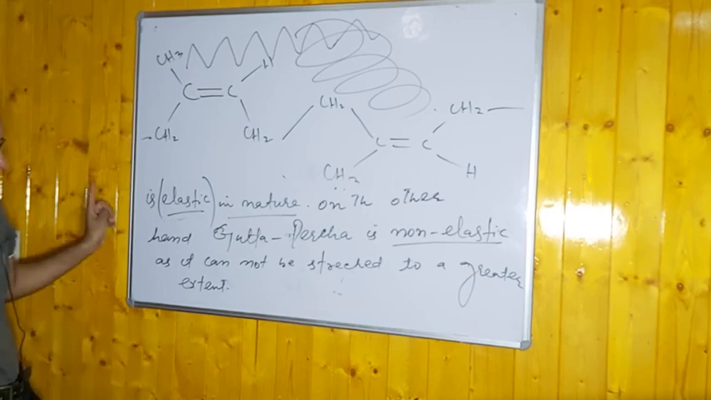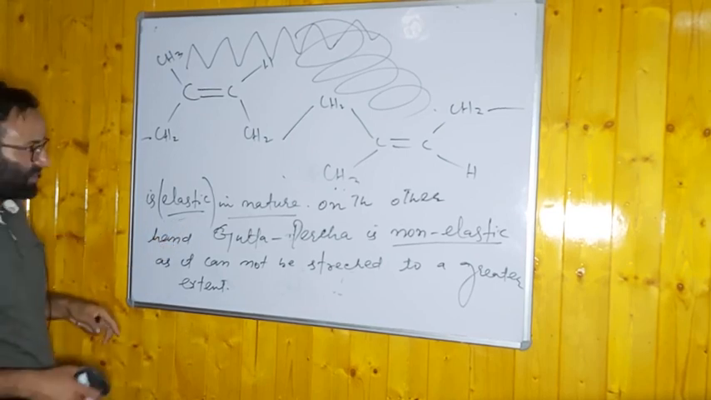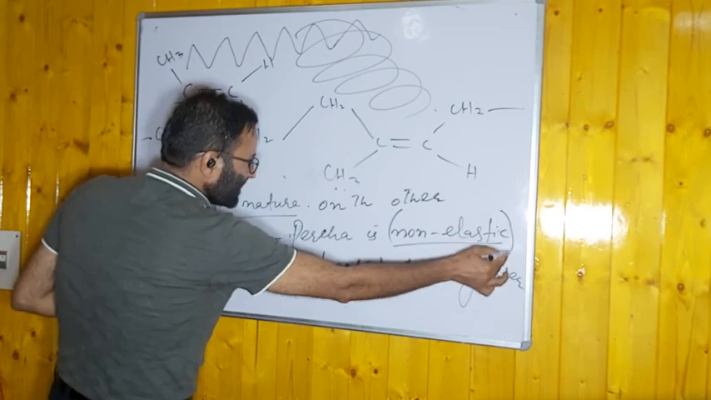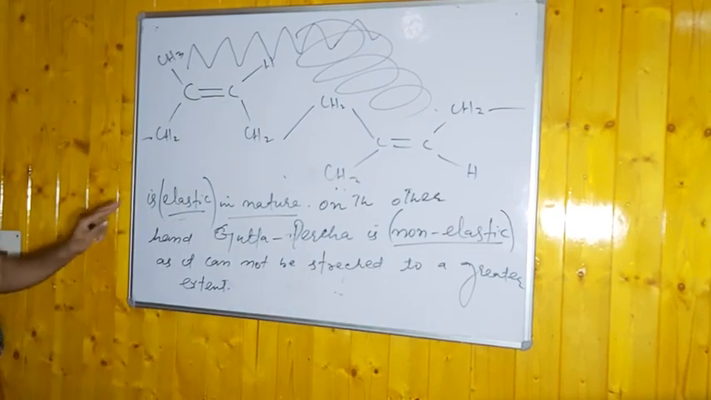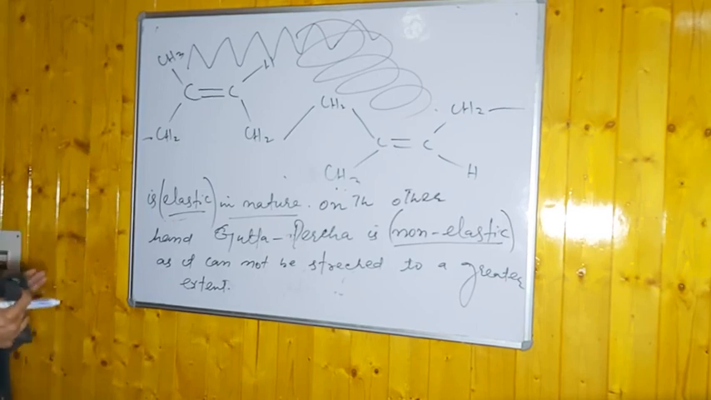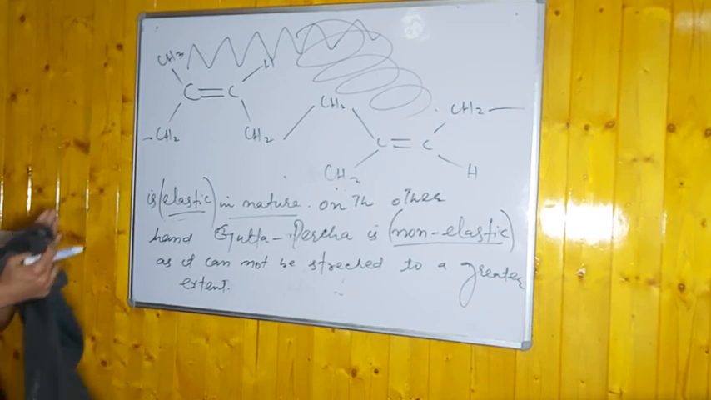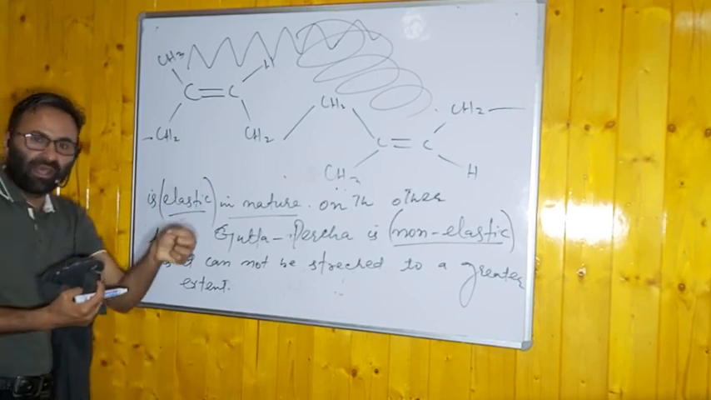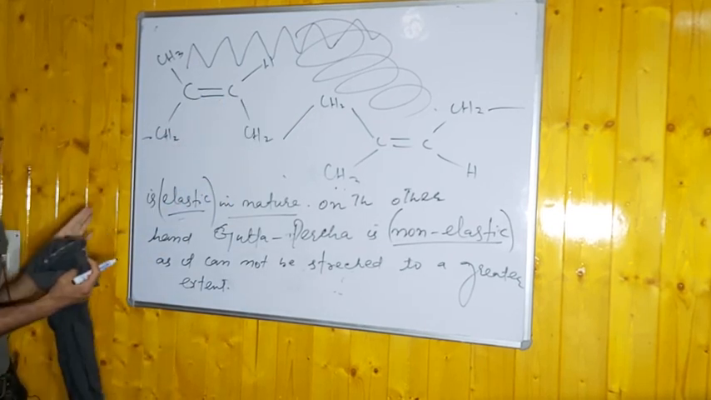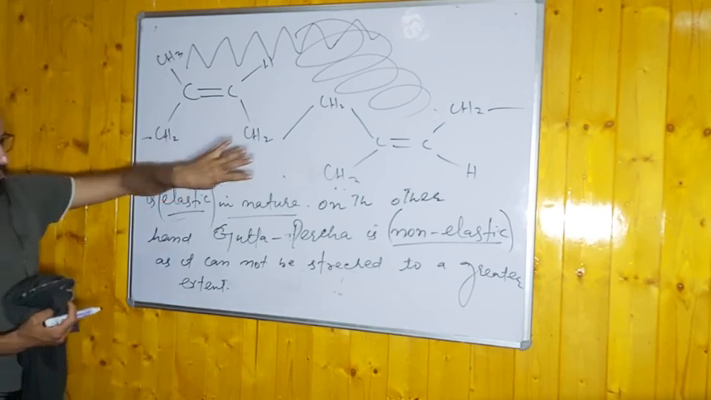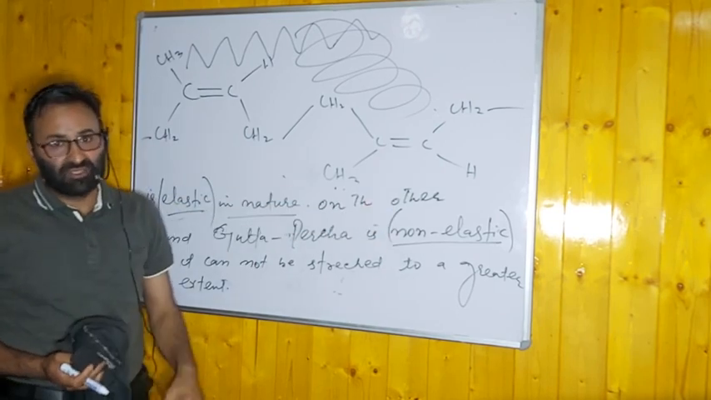You can say natural rubber is elastic. Gutta percha is non-elastic in nature because of its zigzag structure. Remember this point. This is the first point of difference between natural rubber and gutta percha. Natural rubber is cis polyisoprene. Gutta percha is trans polyisoprene. Natural rubber is elastic in nature. Gutta percha is non-elastic in nature.